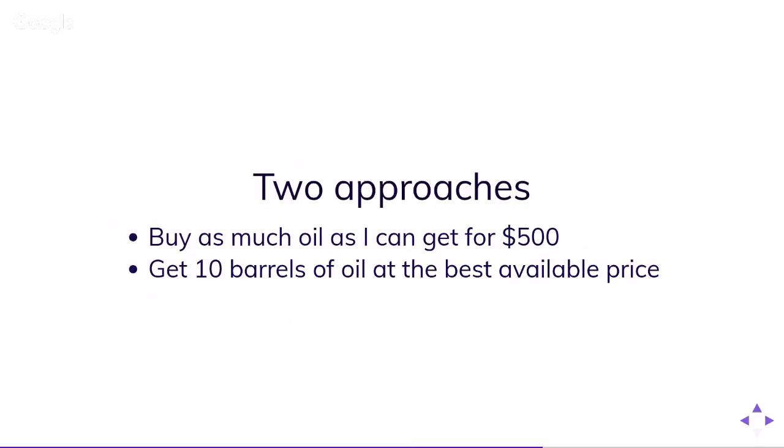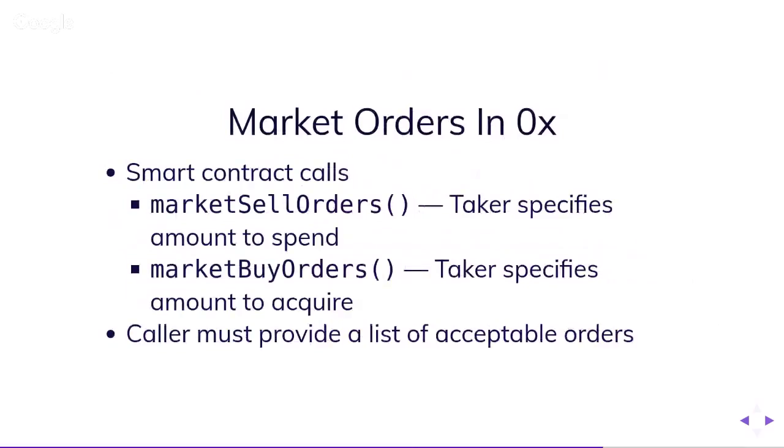But when you're buying, you might frame it in terms of how much you want to spend, or you might frame it in terms of how much you want to acquire. So how do market orders work in 0x? Well, they're on the 0x exchange smart contract. There are actually contract calls that you can make for market sell orders and market buy orders.